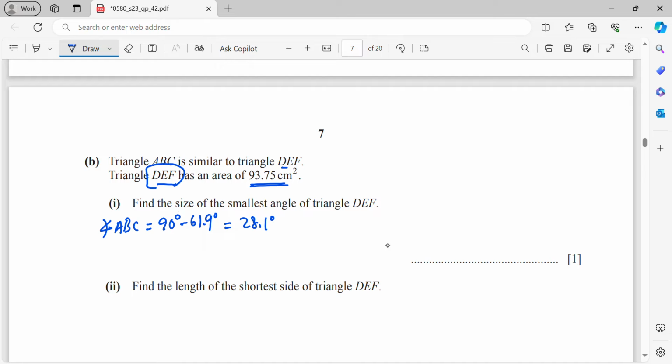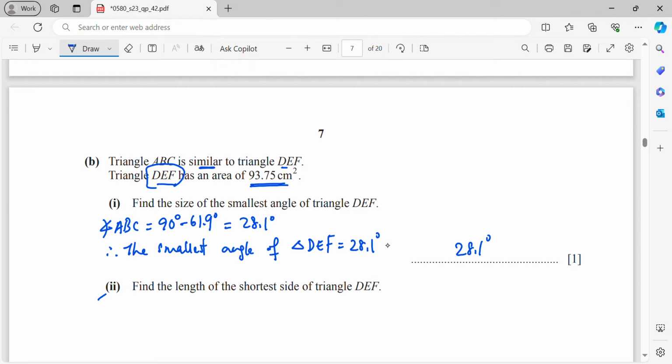Because the triangles are similar, the size of the smallest angle of triangle DEF will be the same. So therefore the smallest angle of triangle DEF will be 28.1.